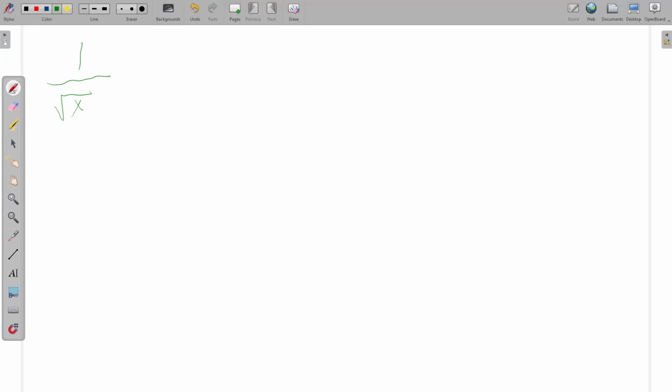Also remember that anything under a square root is equal to that thing raised to the 1/2. So if we want to bring this up, the way we're going to rewrite it is 1 over x to the power of negative 1/2. And now you can take the derivative of this. This is super simple. Oh, okay, I can take the derivative of this.